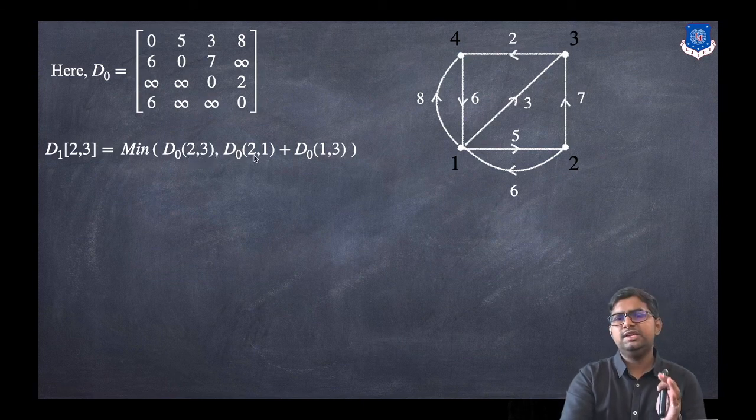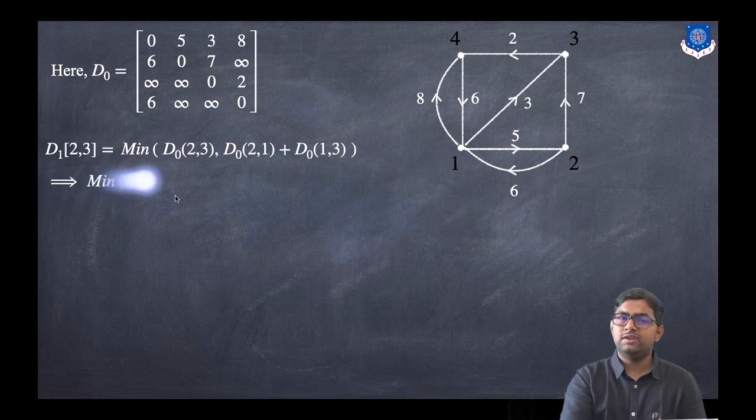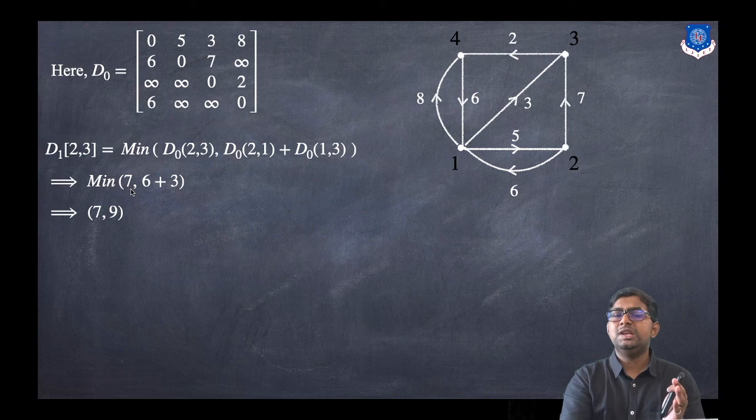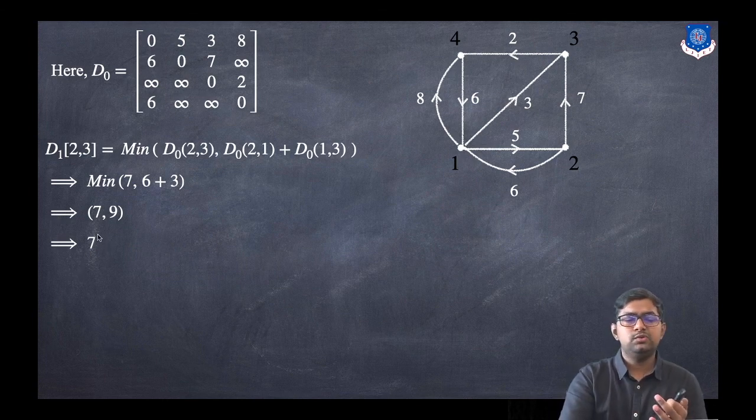So now D0 of 2 1 plus D0 of 1 3. Now what is D0 of 2 3? That we will see from this D0. So D0 of 2 3 will be 7. Now D0 of 2 1 is 6, and 1 3 is 3. So that means the minimum of 7 and 9, which obviously is 7. So the shortest distance between 2 and 3 is 7.